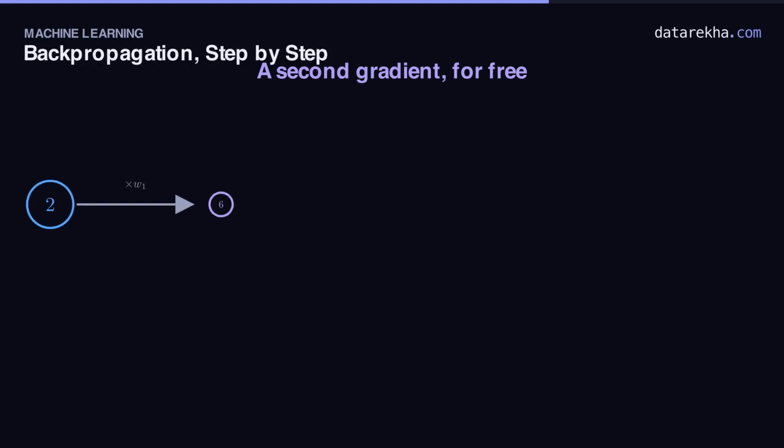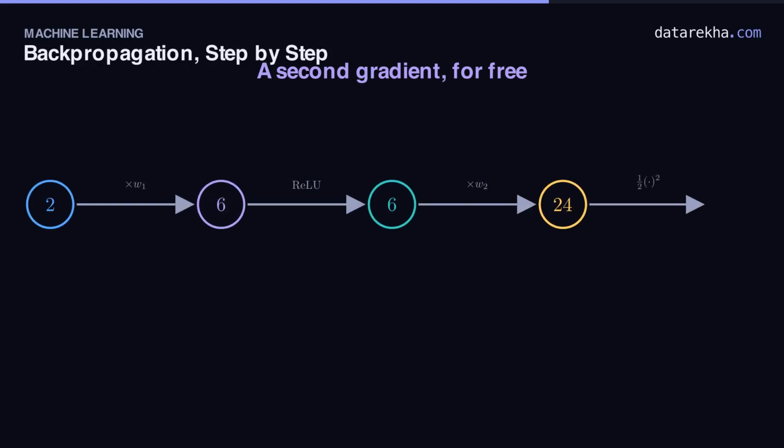Forward pass first. z is w1 times x, 3 times 2, 6. ReLU leaves it at 6. So the hidden value h is 6. The output y hat is w2 times h, 4 times 6, 24. And the loss is 1/2 of (24 minus 10) squared, 1/2 of 14 squared, which is 98.